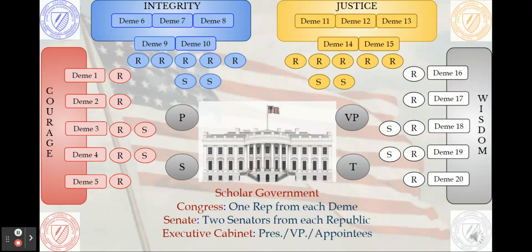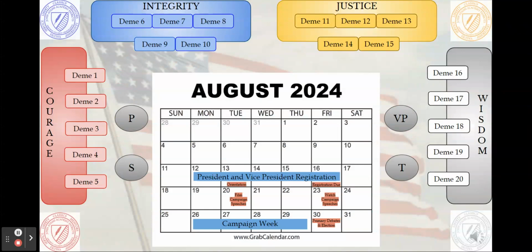Now, what about the executive branch? Let's take a look at the schedule for executive office elections. The president and vice president registration begins the week of Monday, August 12th. President and vice president orientation will be held on Tuesday, the 13th. Registration for these offices will be due by Friday, the 16th. During the following week, campaign speeches will be filmed on Tuesday, the 20th. We will watch campaign speeches that Friday, the 23rd.